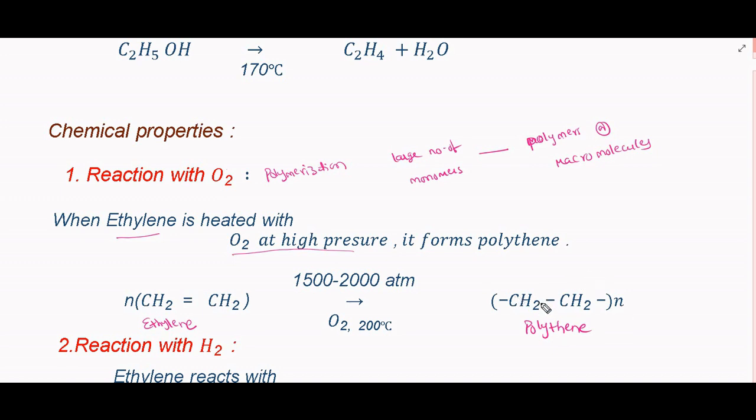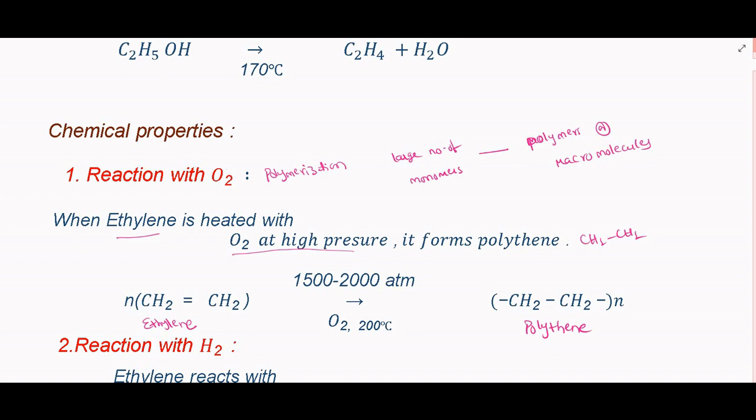In this polythene, the monomer unit is CH2. These monomer units react together to form a macromolecule, that means polythene. This is the first reaction, reaction with oxygen, which we also call polymerization. In the presence of oxygen at high pressure, ethylene undergoes polymerization and gives us polythene.